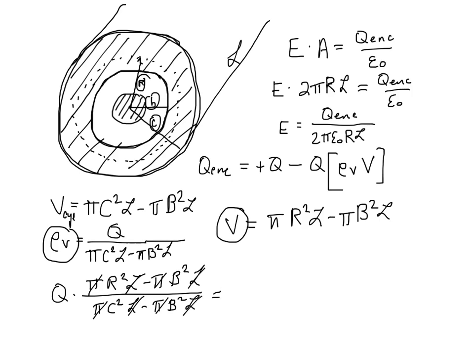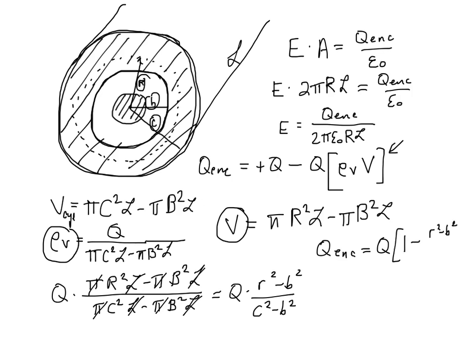We're going to be left with Q times, and I probably ought to switch back to lowercase letters here so that it matches the posted version, r squared minus b squared over c squared minus b squared. Remember that that is the quantity that goes up into this part of the equation right here. So the total charge enclosed is Q times 1 minus r squared minus b squared over c squared minus b squared.